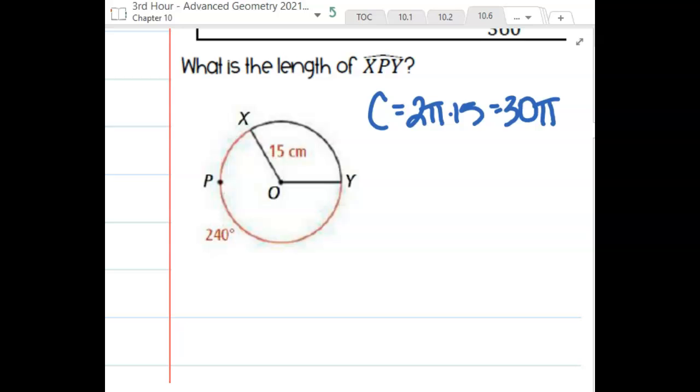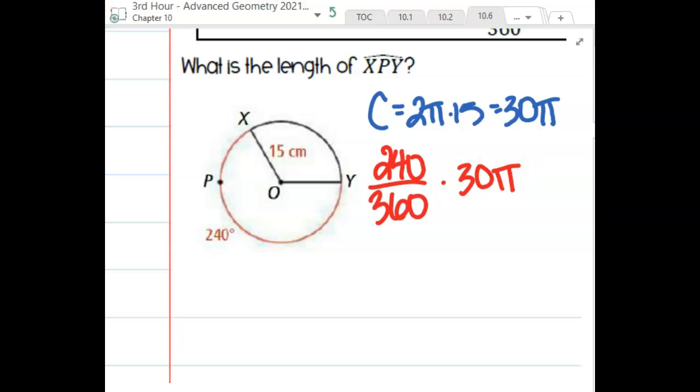So then I need to figure out, well, what part of the circle am I talking about? How much of the circle is that arc? How many degrees is that arc? It's a 240 degree arc. You guys see that? It's 240 degrees out of what would all of the circle be? 360. You're going to take that, the part of the circle, times the entire thing, because I don't need it all, I just need a part of it.